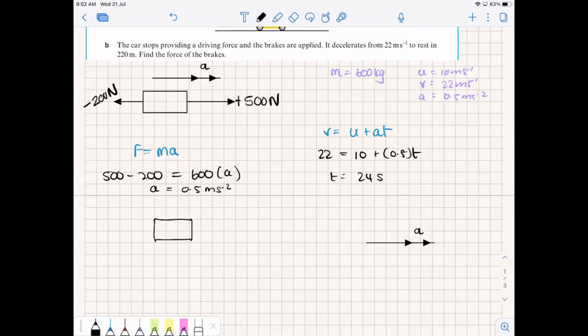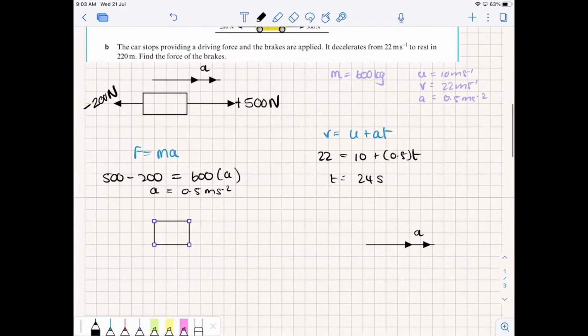Here's my car. Sorry, that's not a very good car. There we go. What do you think of my car? Do you think it's going to drive very fast? No, not really.